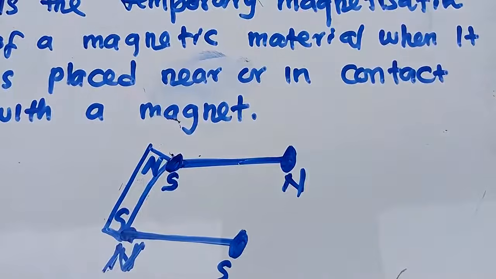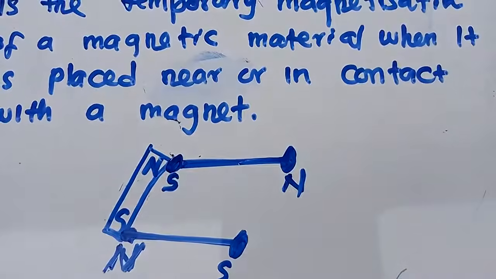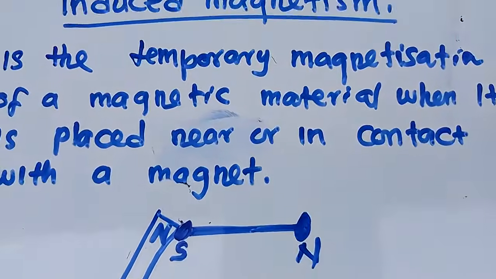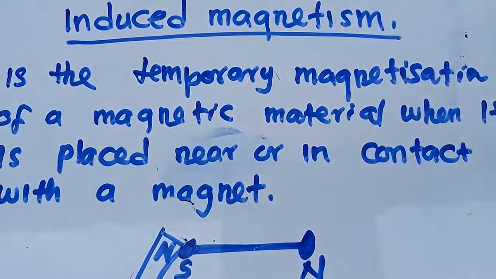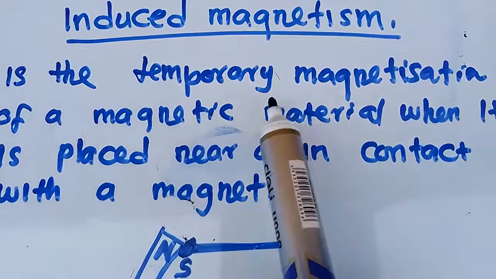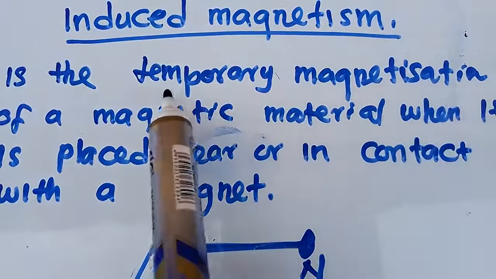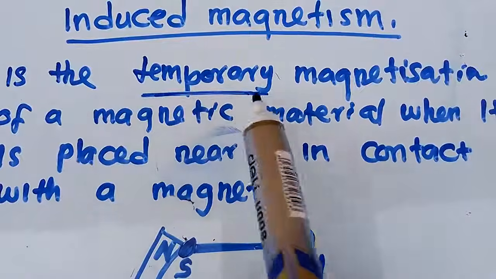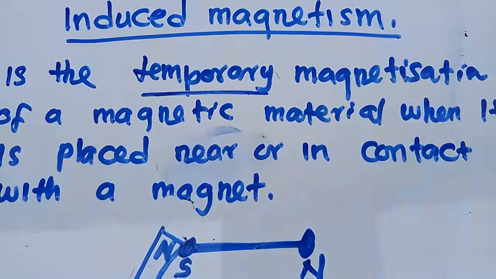These are points that you need to get and understand. I want you to understand all these things that I'm trying to talk about. Each time we are talking about induced magnetism, this is what we mean. So what is induced magnetism? Induced magnetism is the temporary magnetization. There is this keyword, temporary magnetization, which means that a magnetic material will only become a magnet for a short period of time.